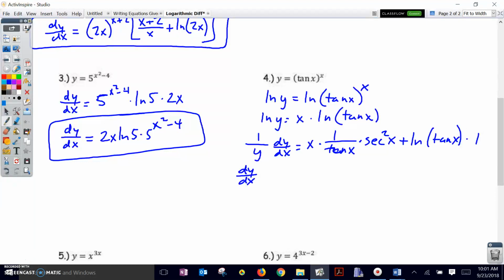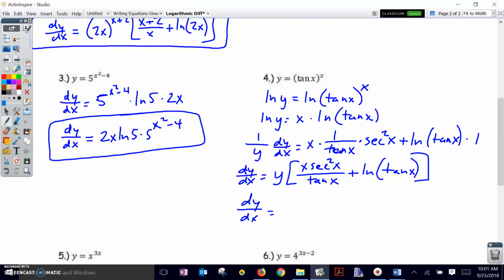So dy/dx is going to be equal to y times the quantity x secant squared of x over tangent of x plus the natural log of the tangent of x. And so dy/dx is equal to the quantity tangent of x to the x power times the quantity x secant squared of x over tangent of x plus the natural log of the tangent of x.